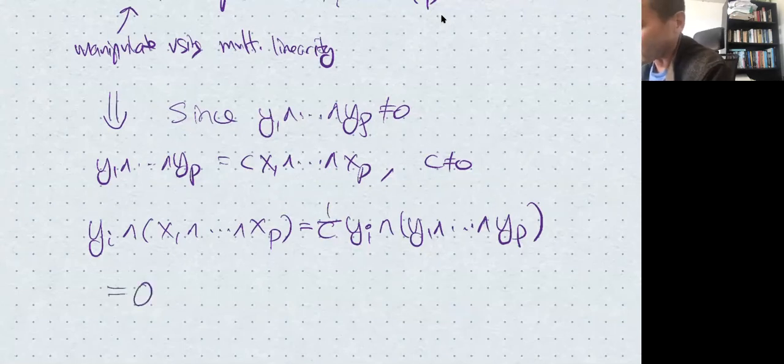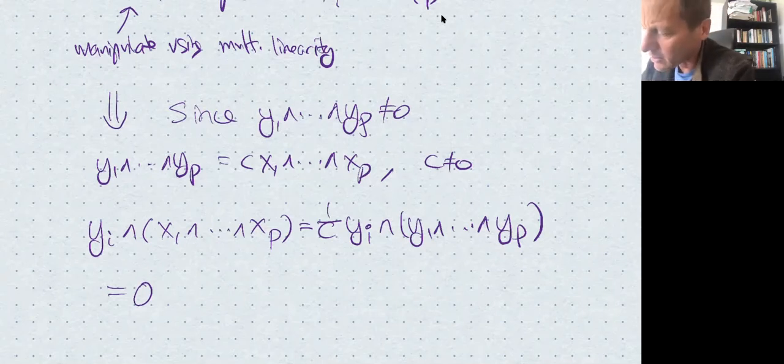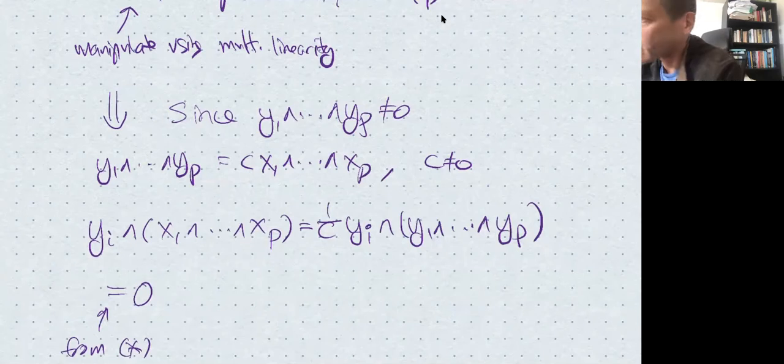Actually, I don't think we proved this formally, that if the ei's meet each other, you get 0, but it follows from star. If you have any repetition in a p-vector, if you wedge anything with itself, you get 0. Sorry.